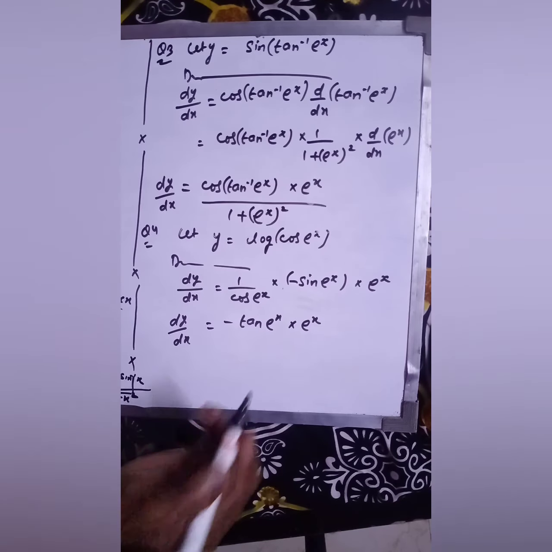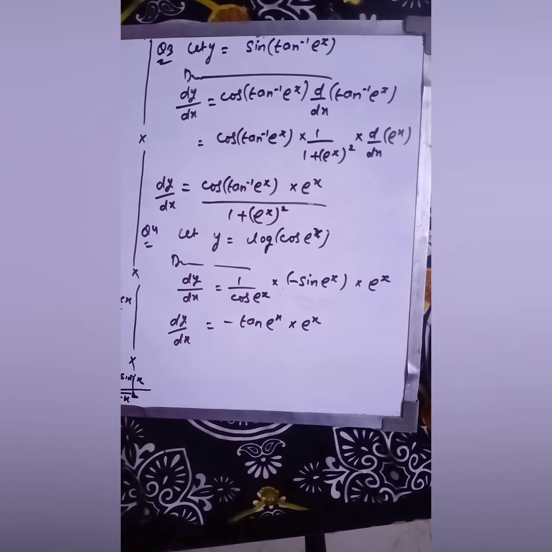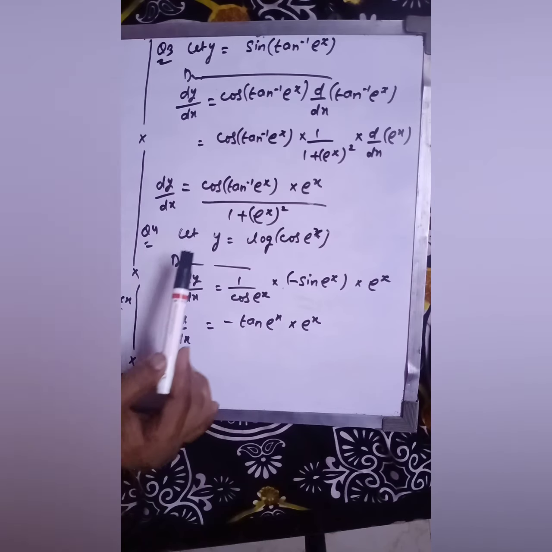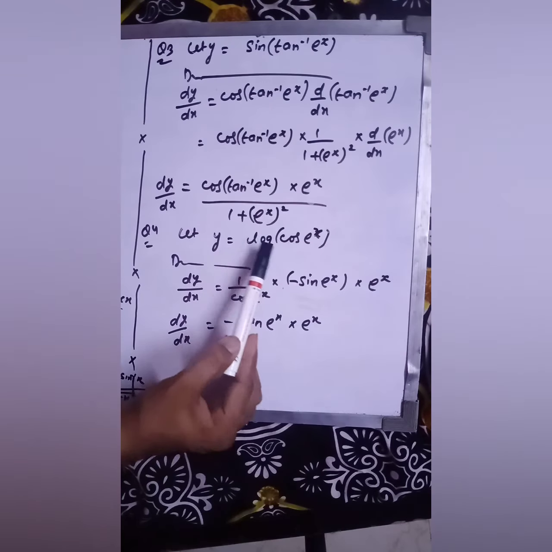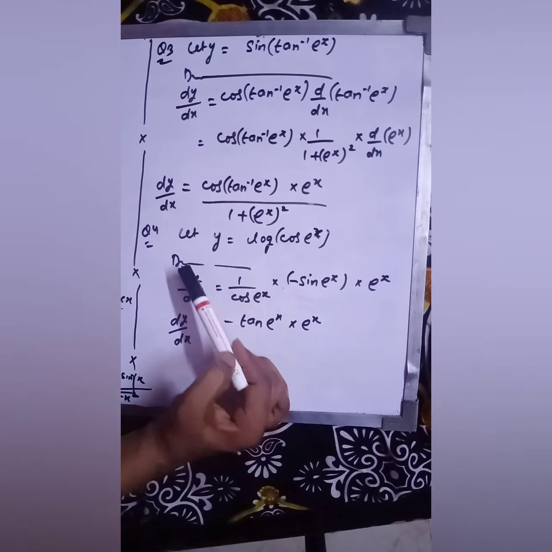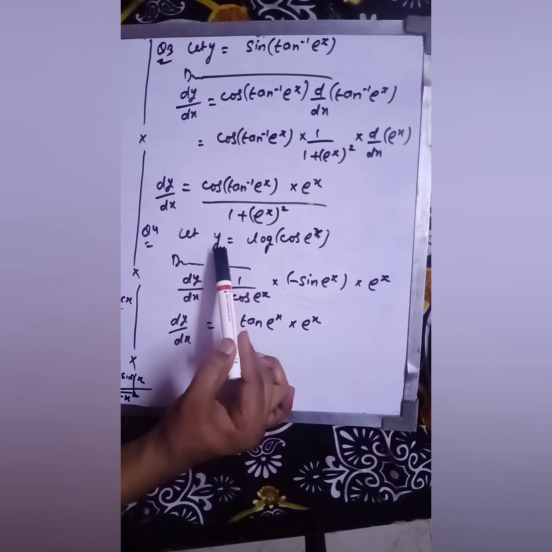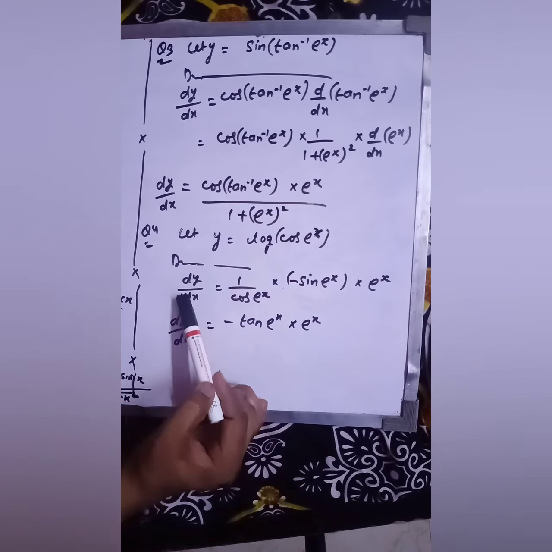Got it. Now after this, next is question number 4. In question number 4, let y equal log of cos raised to power cos, e raised to power x. This is given to us, and again you have to write the statement, differentiating both sides with respect to x. Then you have to find the derivative.